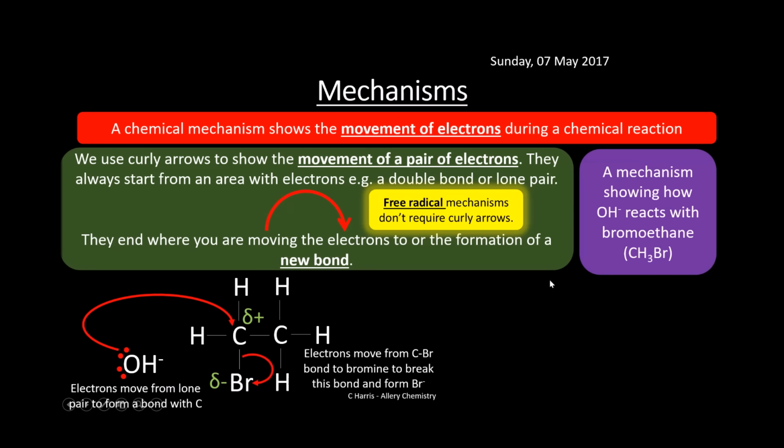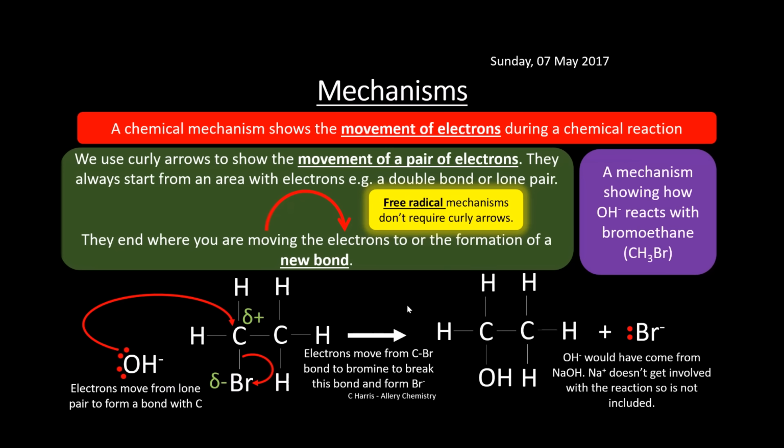This one's forming a bond here, but curly arrows can also show how we break a bond. The electrons are in this bond, but now they're moving onto the bromine here. So the arrows represent the same thing, but they always start from an area with electrons, either a lone pair or a bond. This is showing bond making, this is showing bond breaking. Curly arrows can be used to demonstrate both. The final product in this example is an alcohol, ethanol, and a bromide ion as well.